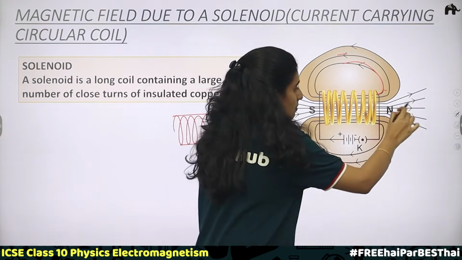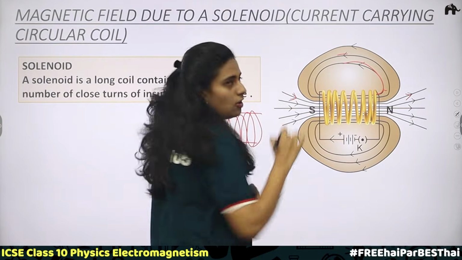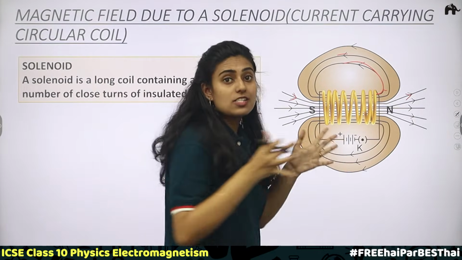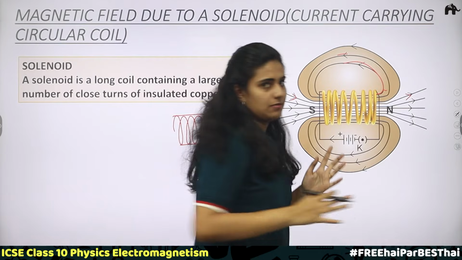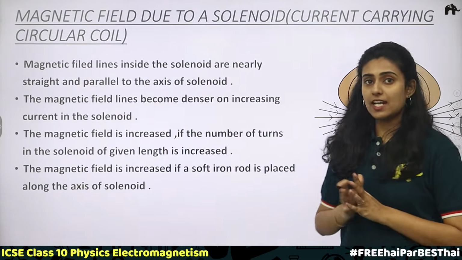Okay, but here what happens? You can see only the going out of the field lines and coming in of the field lines. Why? Because the strength is decreasing. Strength is decreasing because the distance is also increasing. Clear? What are the properties of the field lines which are formed in case of a current carrying solenoid?